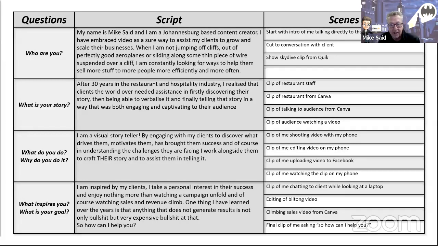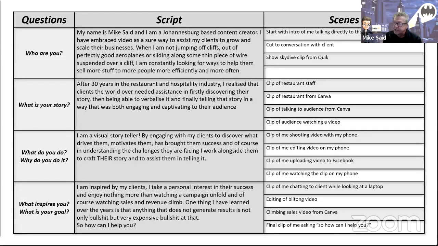Then on the right-hand side, I start writing out the scenes that I would like to do. So I'm going to start off with an intro with me talking directly to the camera. Then I'm going to cut to a conversation with a client. Then I'm going to show you a quick clip that I've made with Quick. Then some clips of restaurant staff.